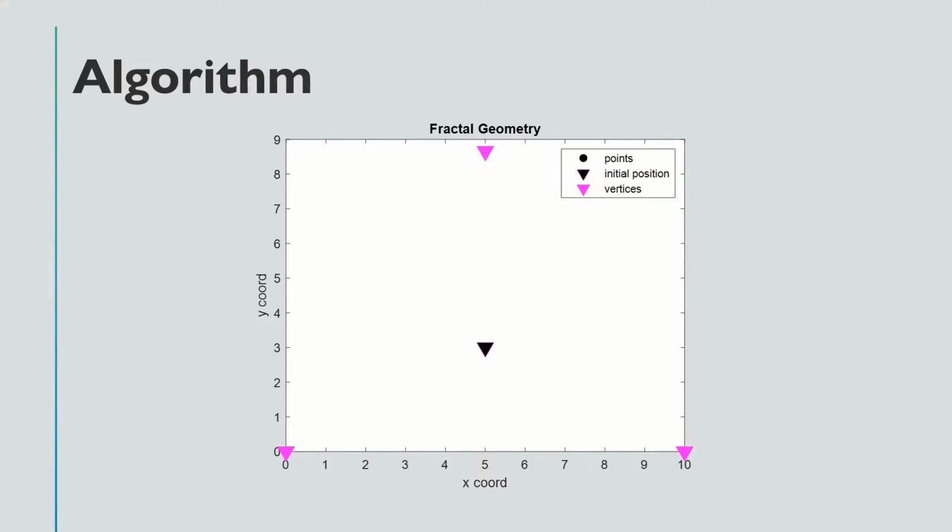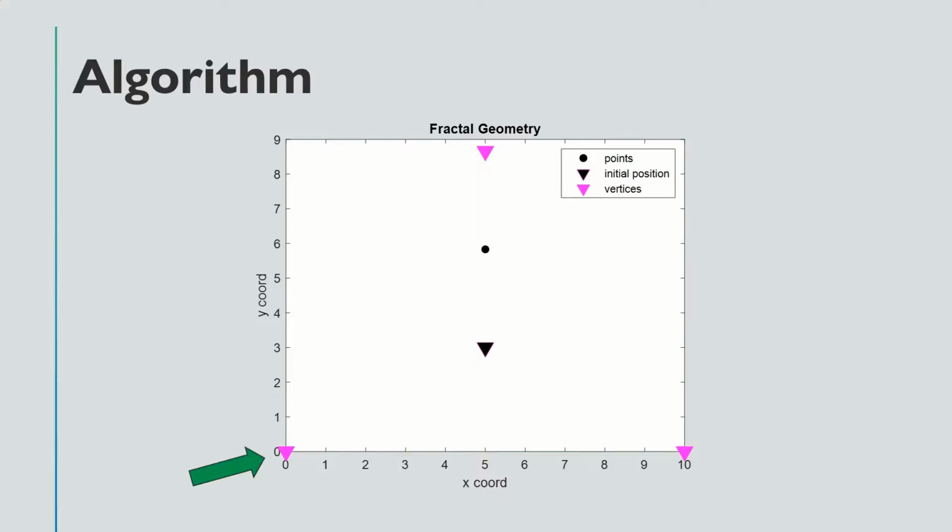Here we start off with the vertices, the pink triangles shown at 0, 10, and the top of the graph. The initial position is shown in black at the center. We start off by picking a random vertex. Here the top one is chosen, and we calculate the midpoint and place a value there, and that value will stay on our graph.